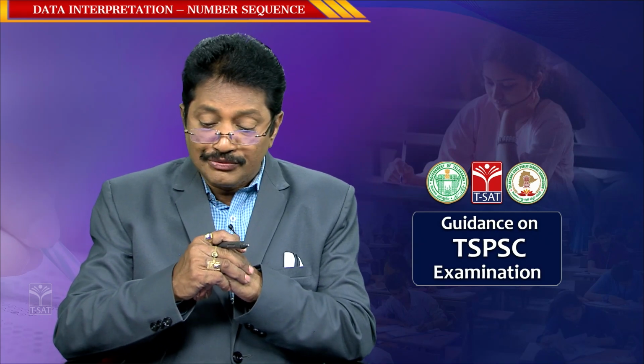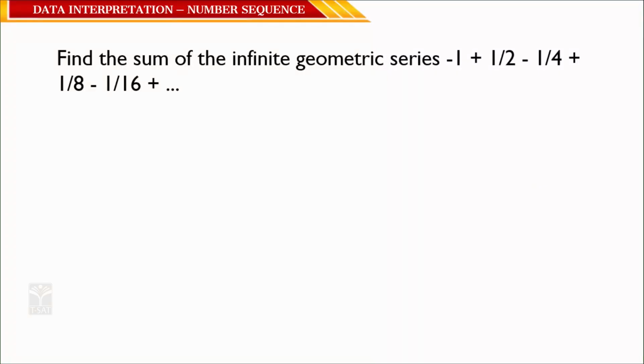Find the sum of the infinite geometric series -1 + 1/2 - 1/4 + 1/8 - ..., already you know that. So, when the R value is less than 1, how are you going to get the R value here? R = (1/2)/(-1), which means it is -1/2. Very clear, you know that R is less than 1. Okay, negative value.